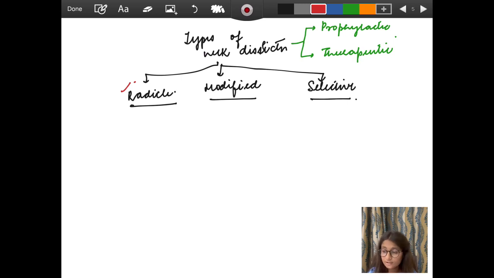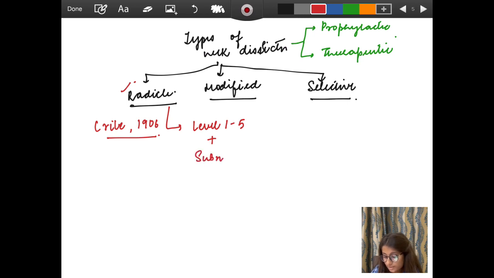Radical neck dissection was first described by Crile in the year 1906, so it is also called Crile's method of neck dissection. In this type of neck dissection we remove level 1 to 5 groups of lymph nodes plus the submandibular salivary gland, along with 3 vital structures, that is the spinal accessory nerve, the internal jugular vein, and one muscle, that is the sternocleidomastoid muscle. So this is a radical neck dissection.